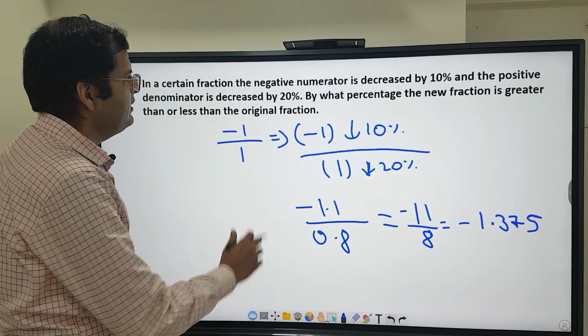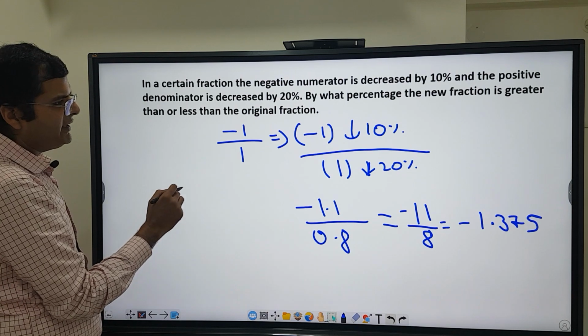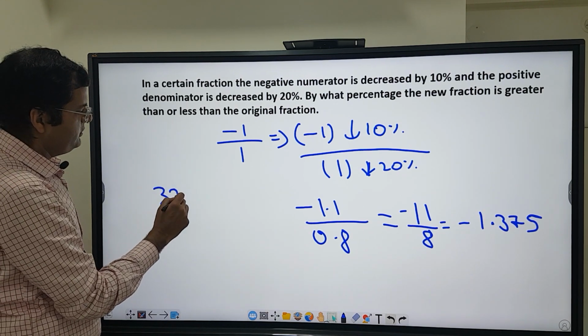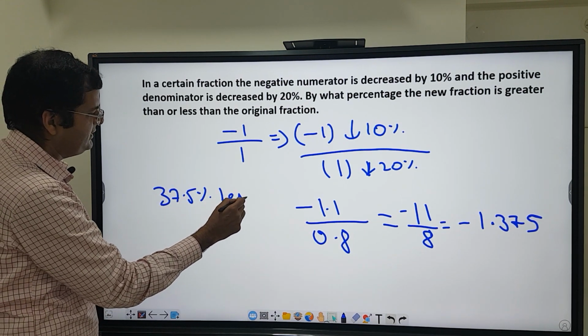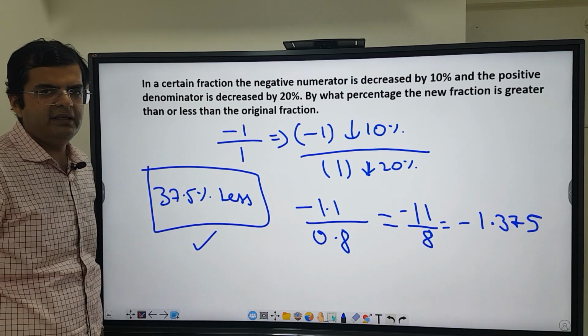So over here, by what percentage is the fraction greater or less? It is less. By how much? 37.5% less. So 37.5% less is the answer. That's how you solve this question.